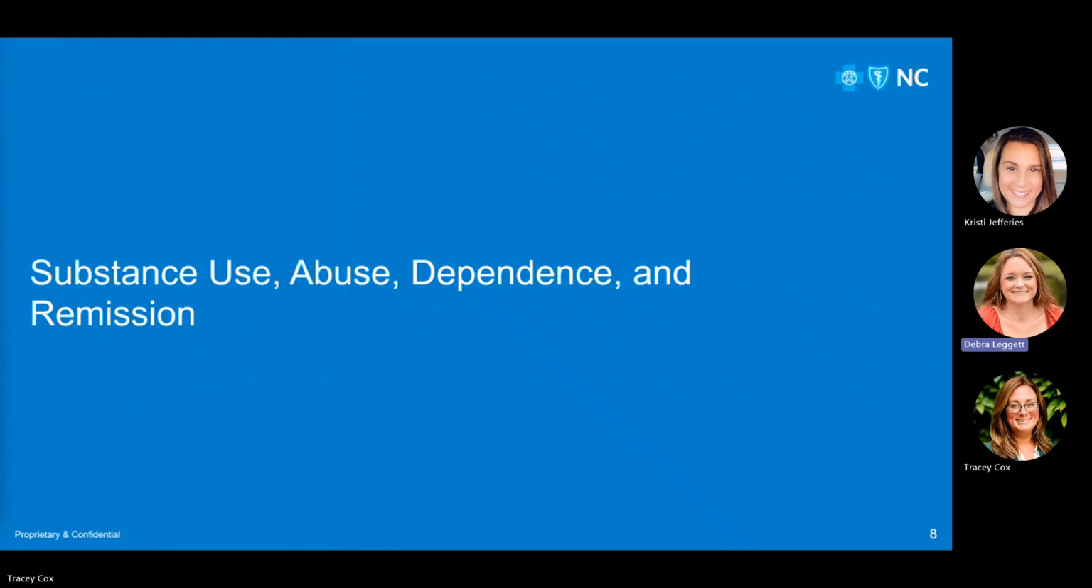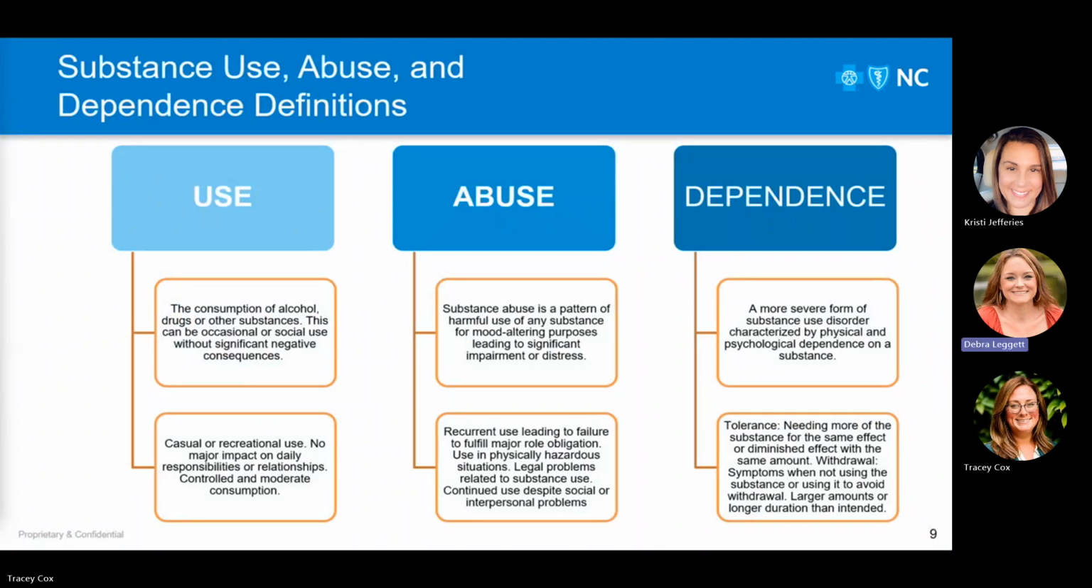We will begin with substance use, abuse, dependence, and remission. It is important to understand the different levels of substance use for accurate diagnosis and effective treatment planning. First, substance use refers to the consumption of substances such as alcohol or drugs or other chemicals. This use can be occasional or social and typically does not result in significant negative consequences. Characteristics of substance use include casual or recreational use without major impact on daily responsibilities or relationships, and controlled moderate consumption.